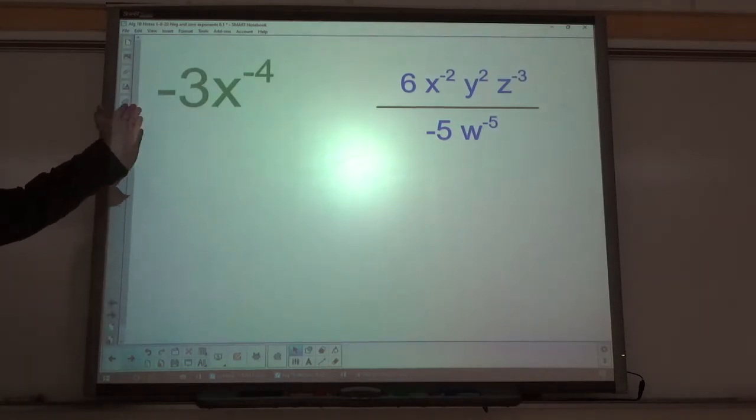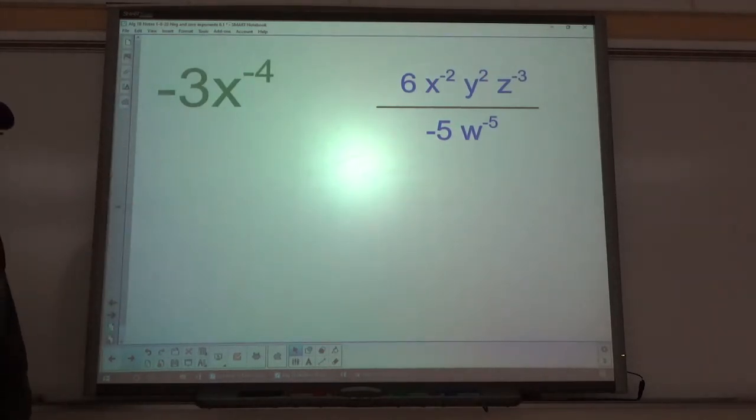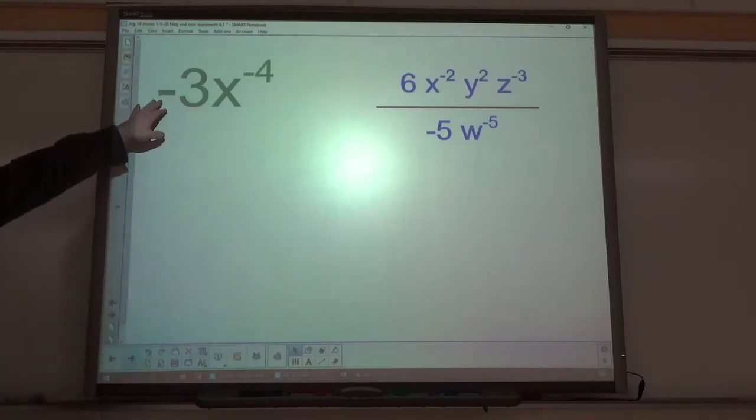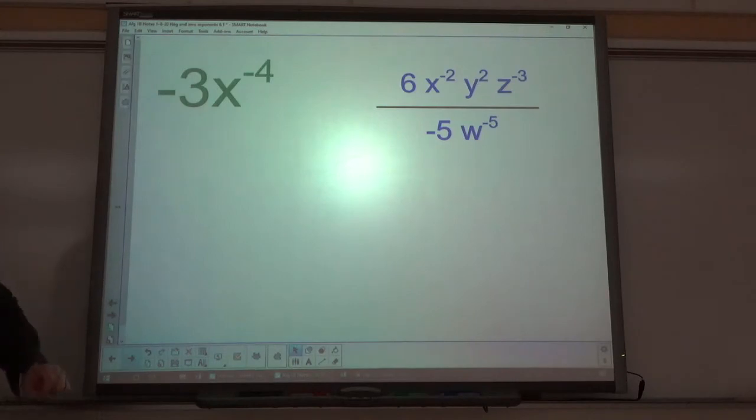You give these two a try. Write it with only positive exponents. By the way, a negative number is not a negative exponent, so that doesn't move. Only negative exponents move. Go ahead and give it a try.